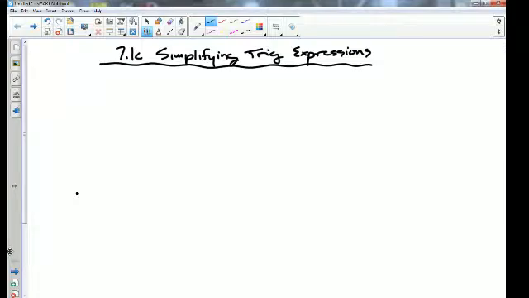Okay, so let me ask you this. What is the cosine at negative pi over 4? Okay, let's go here. What's the cosine of pi over 4? Yeah, that. Cosine root 2 over 2.